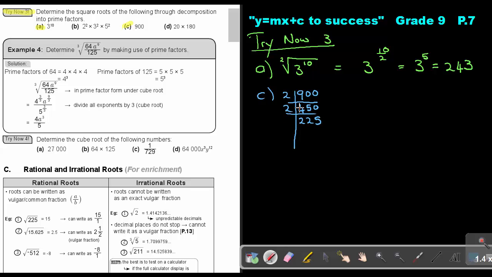It can divide by 3. And if I divide it by 3, I will get 75. This again can divide by 3. 7 plus 5 is 12. 12 can divide by 3, and that will be 25.